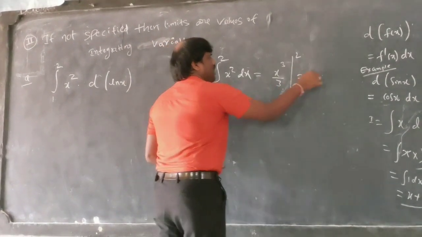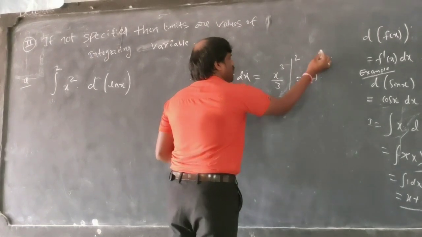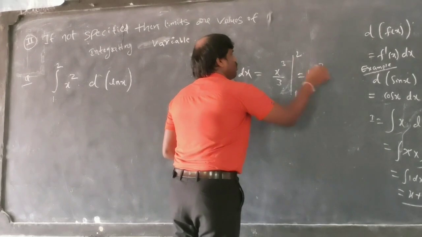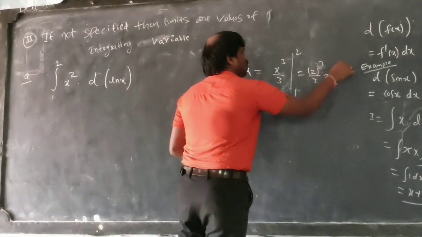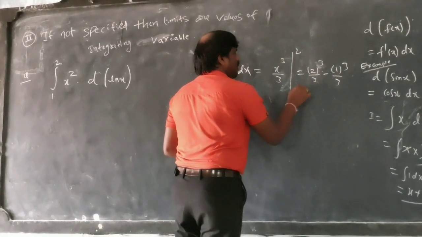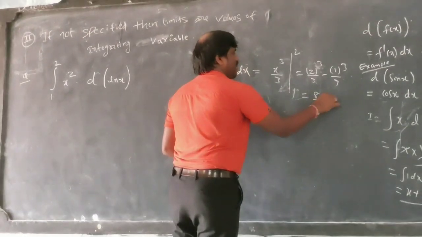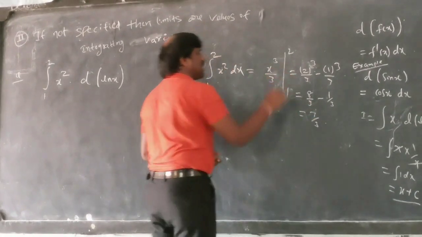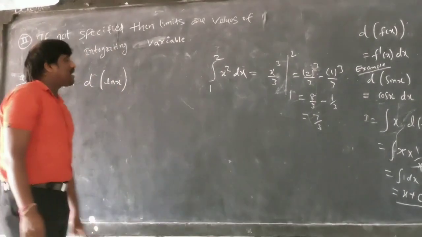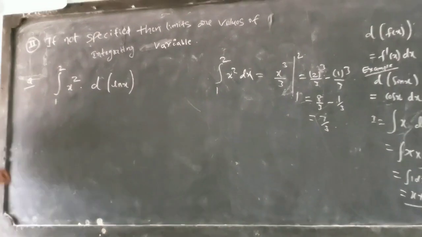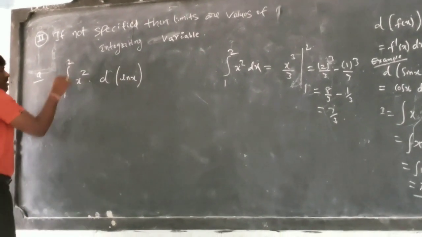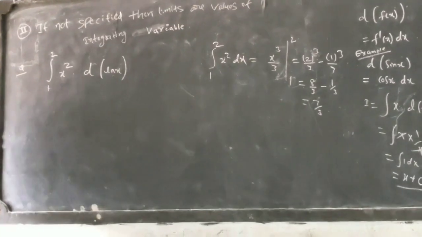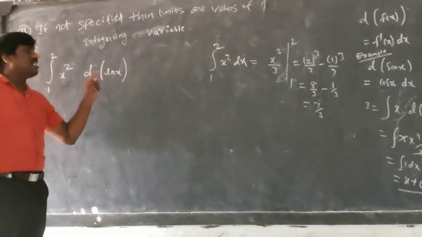So if I substitute, what I get here? 2 cube by 3 minus, for this 1, I will substitute 1 cube by 3. I get 8 by 3 minus 1 by 3. After this subtraction, I get 7 by 3 as the answer of this integral. But in this case, not that. These 1 and 2 are specified about ln x, not for x. So now you need to change this type of question.